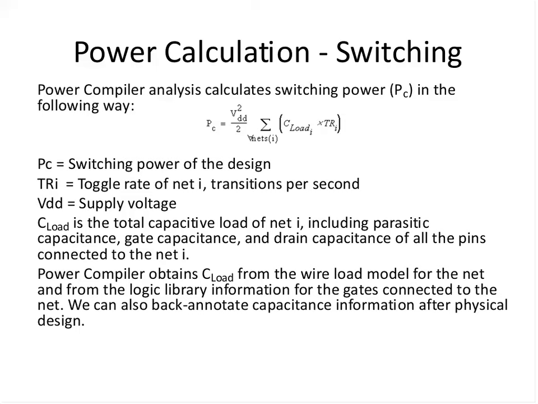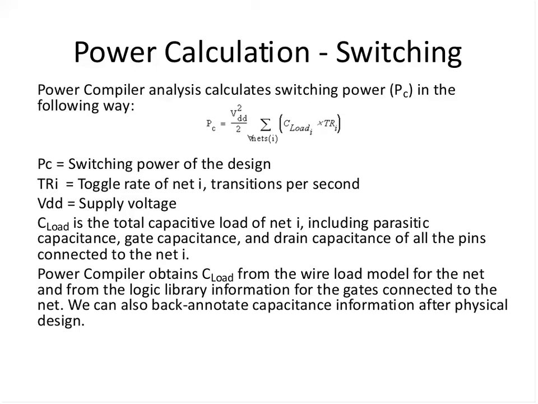So this kind of power again is an estimate because the load itself is an estimate. Right? So PC is equal to VDD square by 2, P load into TRI, which is a toggle rate. PC is the switching power of the design. Toggle rate is the toggle rate of the net I, transitions per second. VDD is the supply voltage, right?